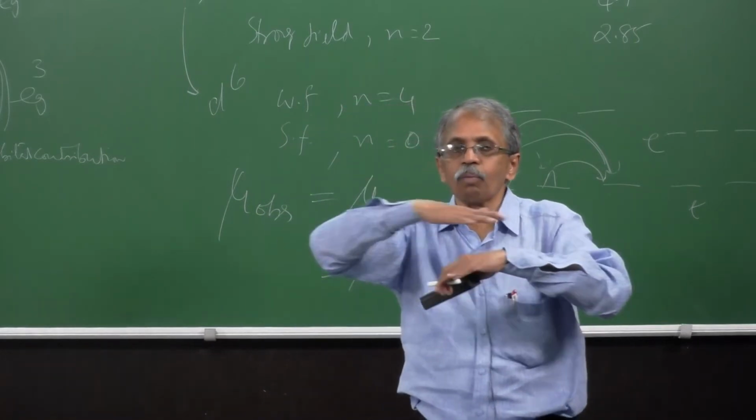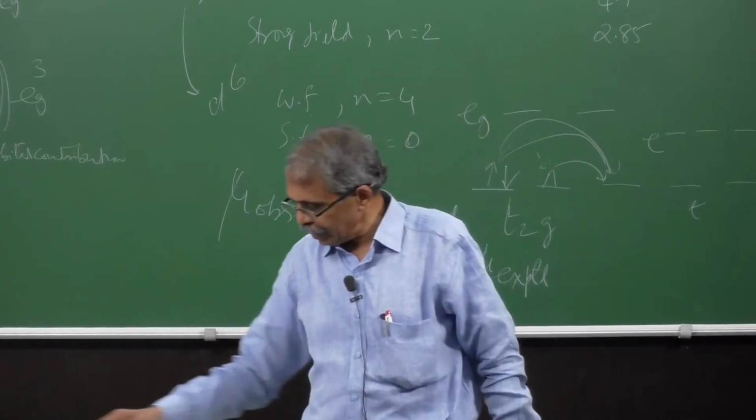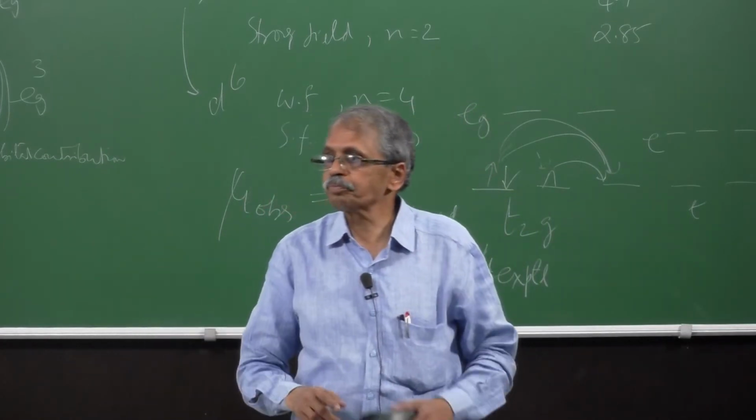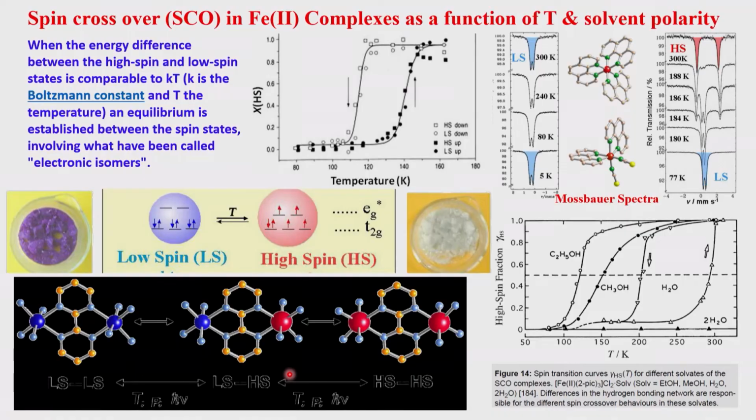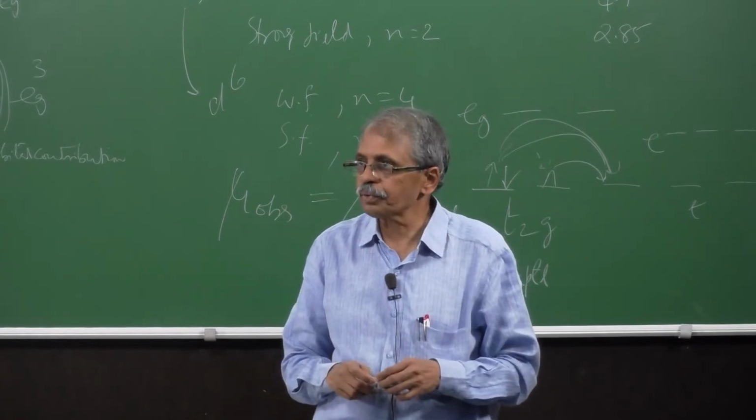Your d orbital splitting will change. So therefore your distance between the d orbital levels, everything will change. Okay, now we have seen the low spin, we have seen the high spin, we have seen the spin contribution, we have seen the orbital contribution.